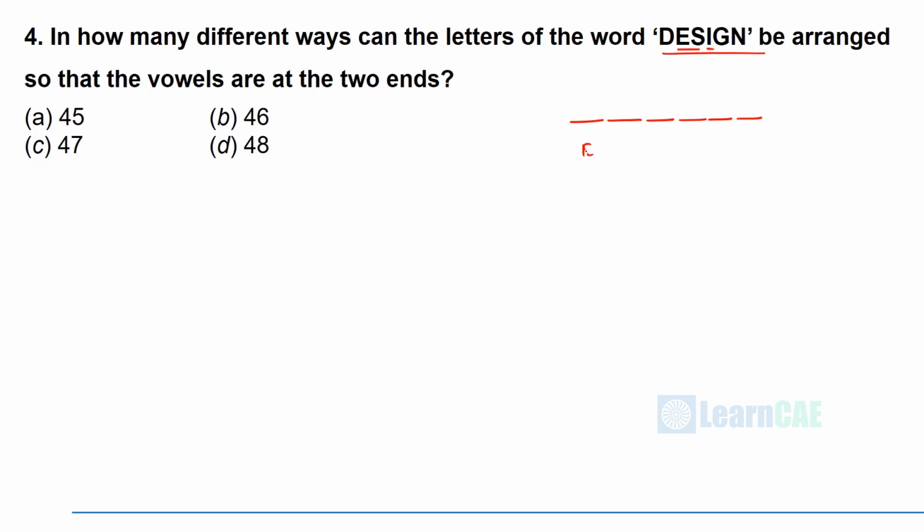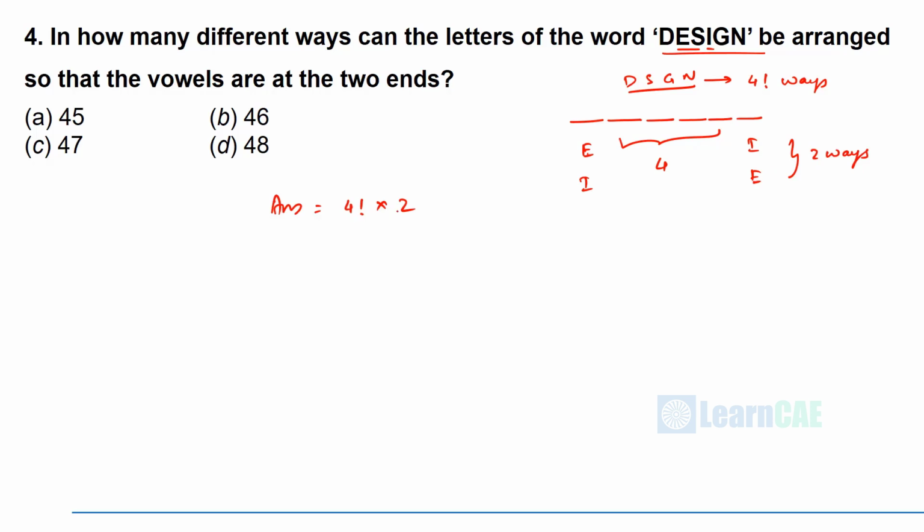Therefore, it can be E, I at the first and last space, or I and E in the first and last space. So there are two ways of writing vowels at the end, and the intermediate region has only 4 spaces, and the 4 letters are D, S, G, N. All 4 are distinct. This can be written in 4 factorial ways. Therefore, the answer is 4 factorial into 2. This inner 4 letters can be written in 4 factorial ways, and the extreme end vowels can be written in 2 ways.